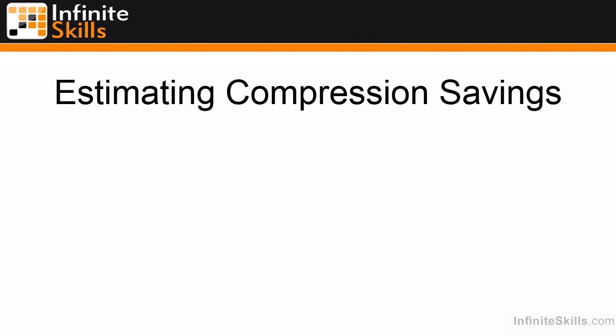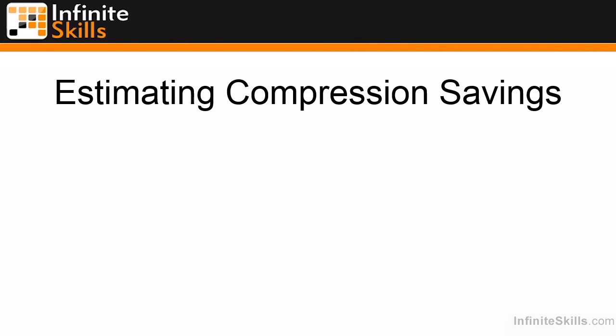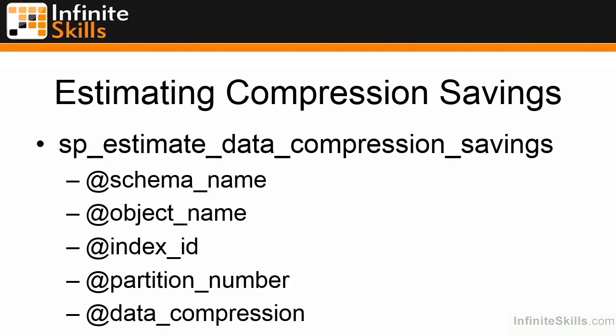Now, a question I get asked a lot is how do I know how much compression savings I'm going to get? Well, Microsoft thankfully gives us a stored procedure that actually will tell us this information. That is the sp_estimate_data_compression_savings stored procedure. Now, this stored procedure accepts 5 input parameters: the schema name, the object name, the index ID that you're planning on compressing, the partition number you wish to compress, and what kind of compression you want to do.